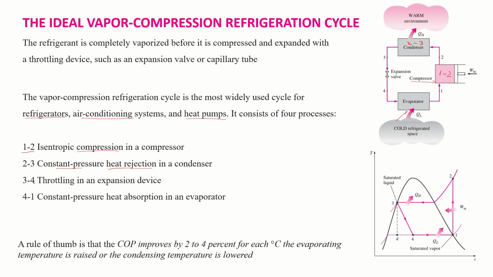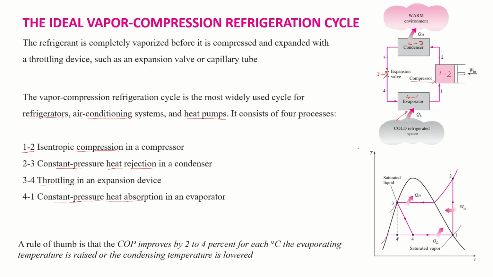The third process is throttling. Throttling process is the expansion process, and it is happening in this expansion valve, 3 to 4. In this process, pressure of the refrigerant is reduced and cooling effect is produced. The fourth process is constant pressure heat absorption.